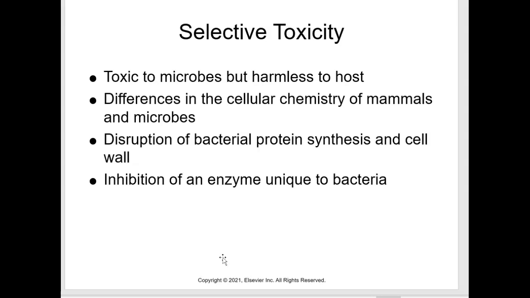There are differences in the cellular chemistry of mammals and microbes. Disruption of bacterial protein synthesis and cell wall, and inhibition of an enzyme unique to the bacteria are the ways that we can achieve selective toxicity. There are biochemical processes critical to microbial well-being that do not take place in mammalian cells. So drugs that selectively interfere with those unique microbial processes can cause serious injury to microorganisms while leaving mammalian cells intact. First, disruption of the bacterial cell wall.